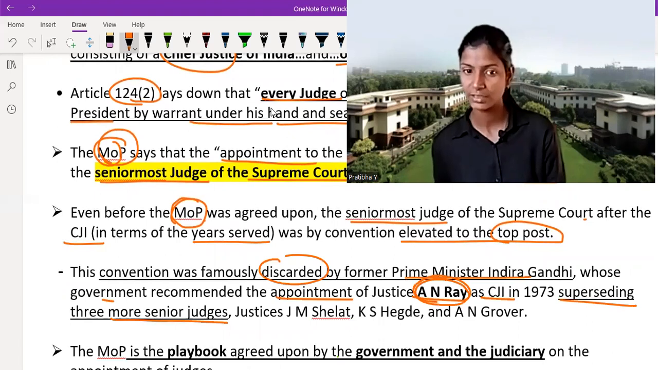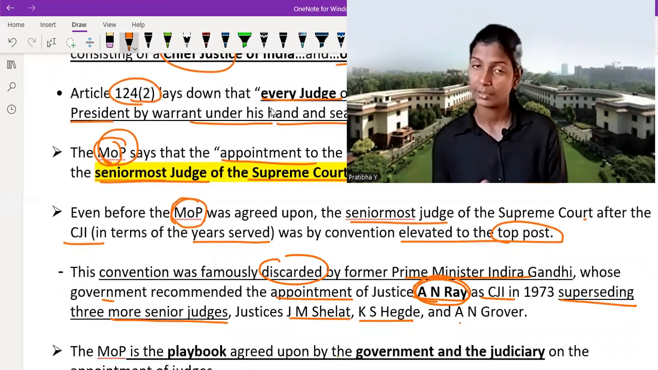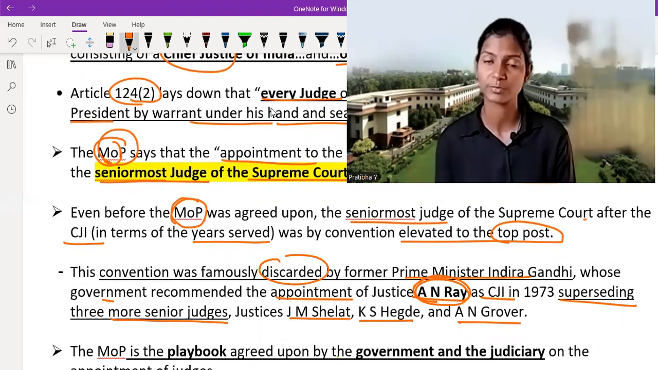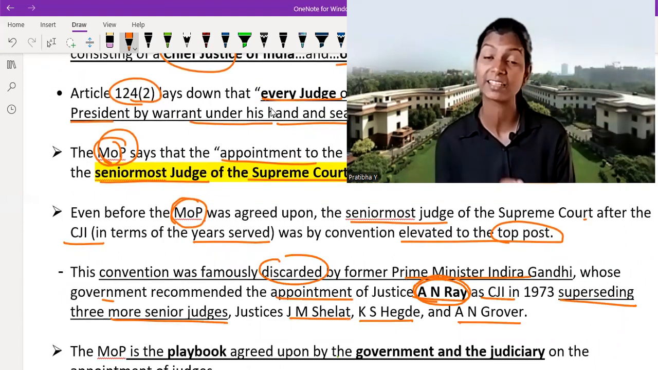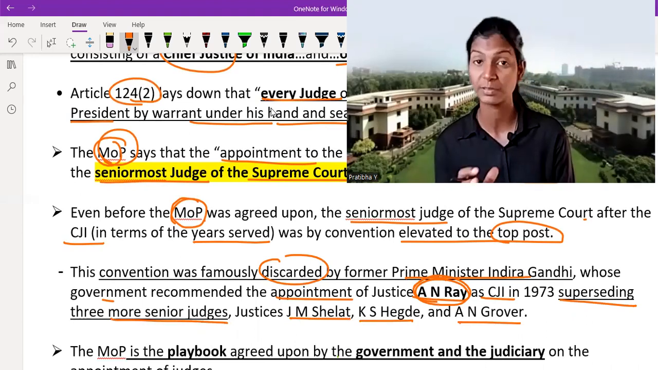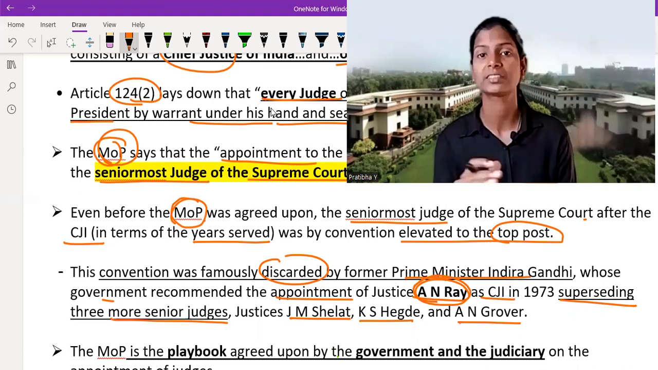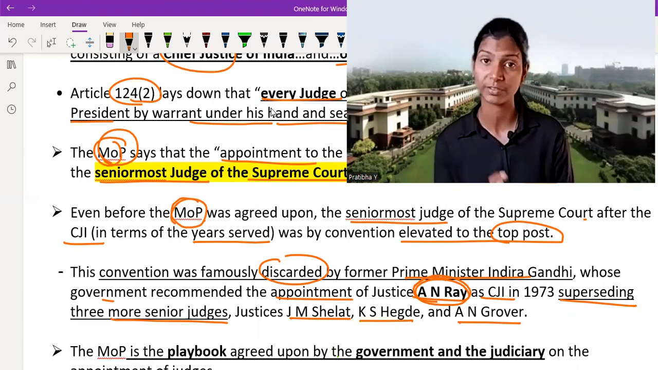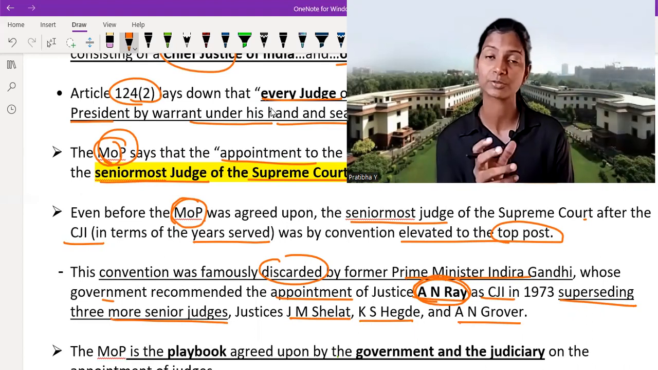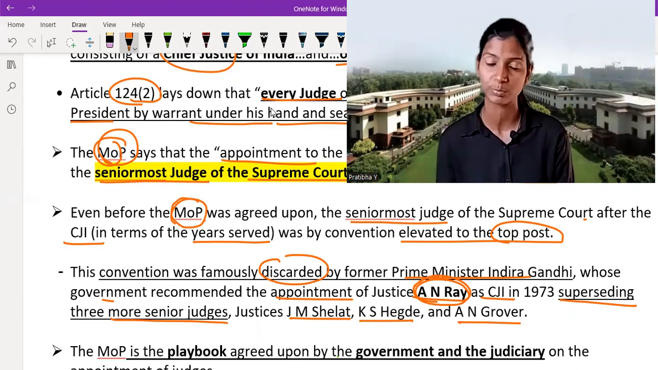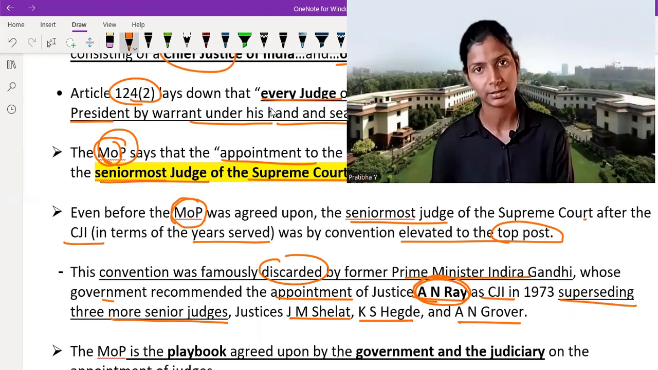That means A.N. Ray became the CJI by superseding 3 senior most judges: Justice J.M. Shelat, K.S. Hegde, and A.N. Grover. The precedent is that the senior most judge becomes the CJI, but Indira Gandhi elevated A.N. Ray as CJI by superseding the three senior most judges. So that tradition of the senior most judge's appointment as CJI was broken in the regime of the Indira Gandhi government.